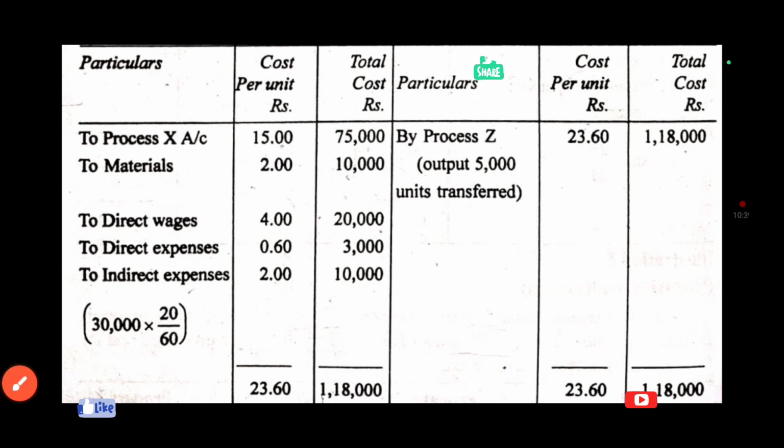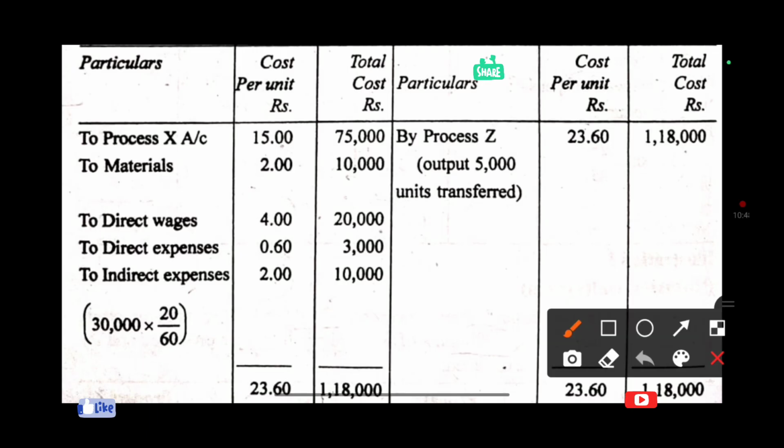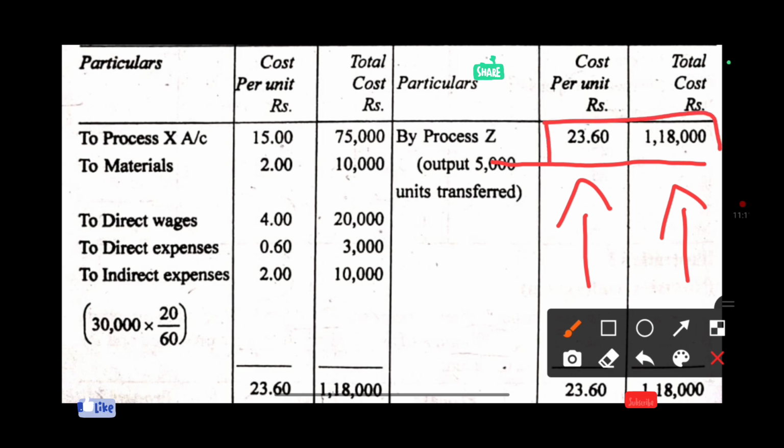Creditor side total, you are going to enter the same 23.60 paise, 1,18,000 rupees. Then on the creditor side we don't have any transactions, so the same total value you are going to enter on the unit total cost per unit, and the same total cost you are going to enter on the creditor side, 1,18,000. At the end of process Y, you got the output, 23 rupees 60 paise cost per unit and 1,18,000 rupees. So this output will be transferred to process Z account.